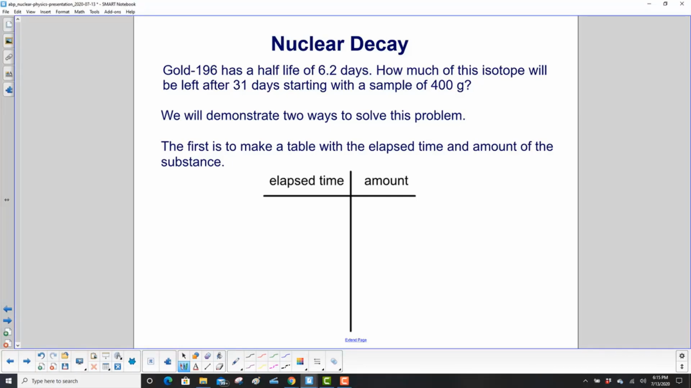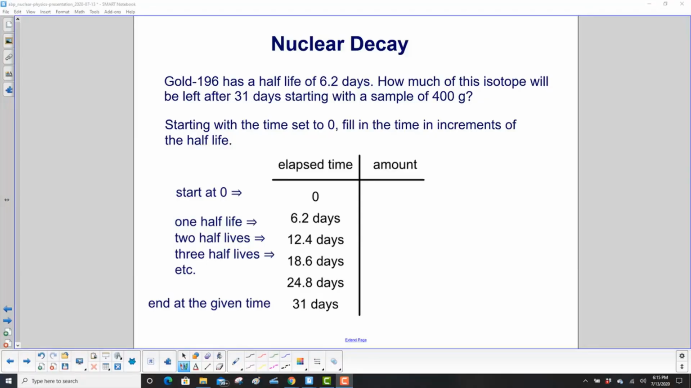We will make a table with the elapsed time and amount of the substance present at that time. We start at 0, always a good time. This is when we first have the gold 196 atom, and then write down one half-life. Well, that's going to be 6.2 days. Two half-lives will be twice that, or 12.4. Three half-lives, 3 times that, 18.6, and each time we're adding 6.2. So 18.6 plus 6.2 is 24.8. Add another 6.2, you get 31. So that's the left side of our little table here.